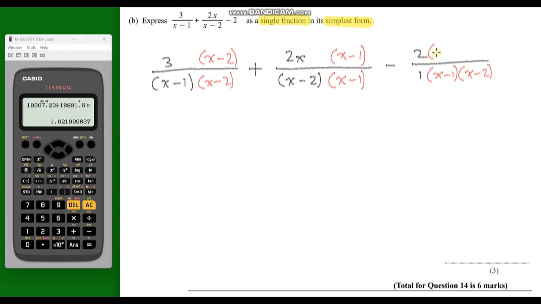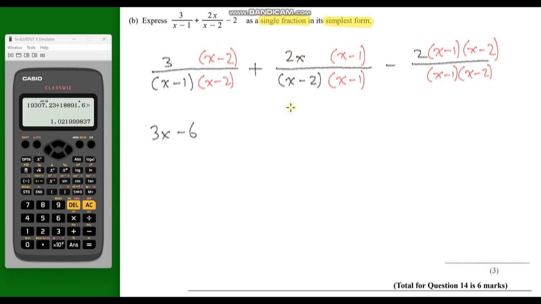And obviously we need to do that to the top as well. x minus 1, x minus 2. So now I think the next step that I'm going to do is expand the brackets in the numerators. So if we focus on this fraction first, well, we get 3x minus 6.